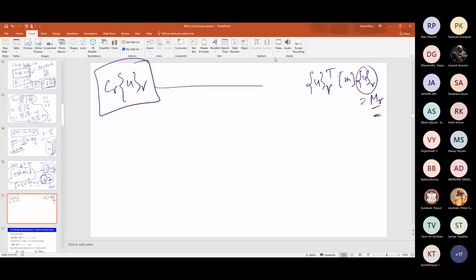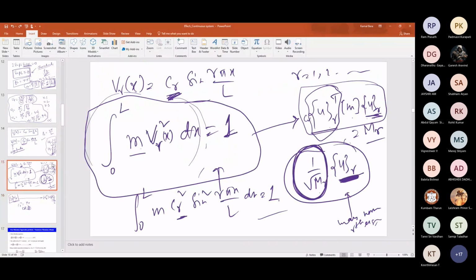If you substitute the new modified mode shape, you'll get C_r squared times M_r. So your C_r will be 1 by root of M_r. I have already discussed this during the multi-degree of freedom system: 1 by the root of M_r. Similarly, here I am taking the same thing, but with integration, not a matrix-vector operation.